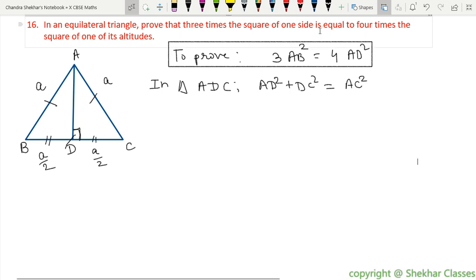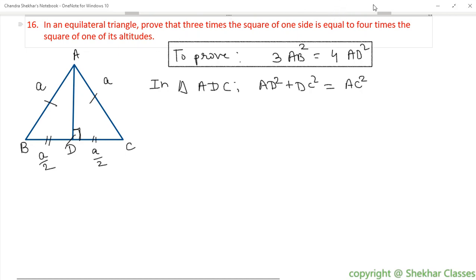In an equilateral triangle, prove that 3 times the square of one side is equal to 4 times the square of one of its altitudes. So ABC here is an equilateral triangle wherein AB is equal to BC is equal to AC. I have taken all of these sides equal to A, the length A.